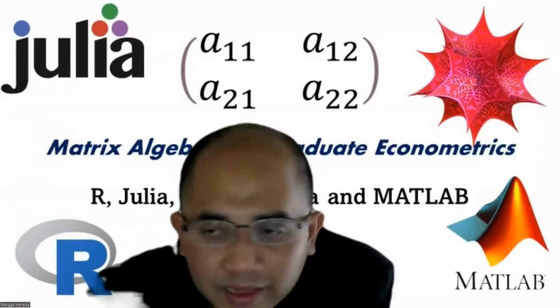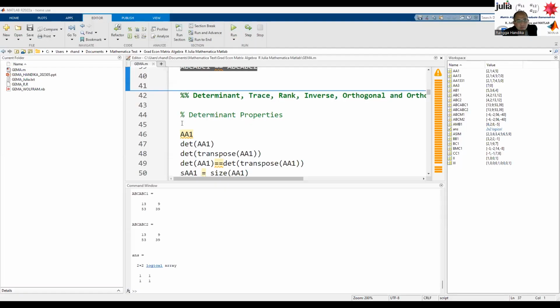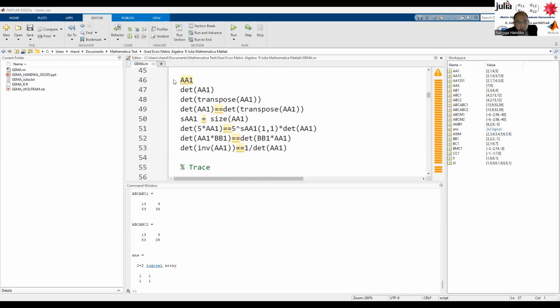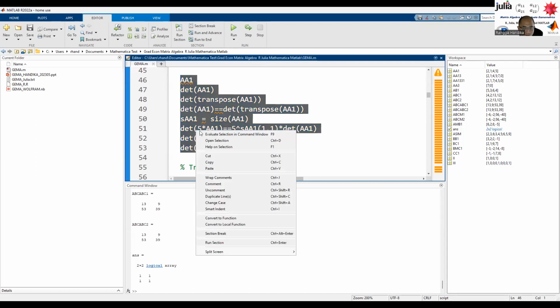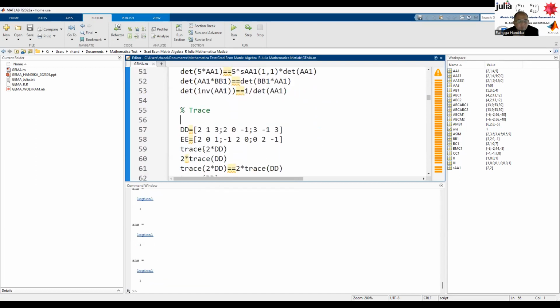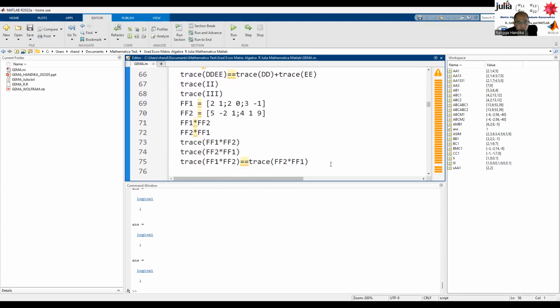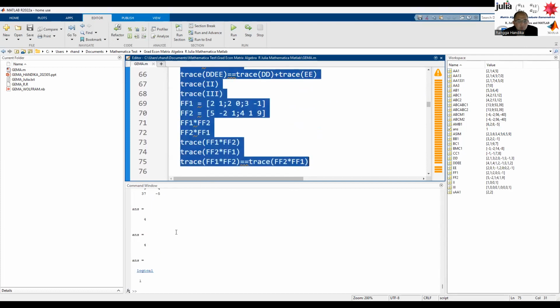Okay, how about the MATLAB? MATLAB here. Okay, so let's go to the determinant first. So you can see this is the code. It seems MATLAB is quite simple in terms of matrix. That's why MATLAB is used. So this is the trace you can test. Okay, works, see the output.